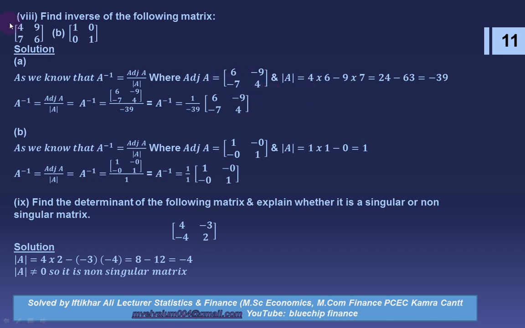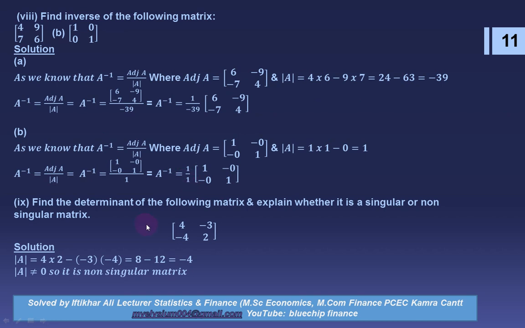And in the determinant, we simply multiply these two and subtract the result from the multiplication of these two. So 4 multiplied by 6 minus 9 multiplied by 7 equals minus 39. And finally, it will become minus 1 by 39 multiplied by the matrix 6, minus 9, minus 7 and 4. So this is the inverse. Similarly, we can take the inverse of 1, 0 and 0, 1. First of all, we take the adjoint, and after that we take the determinant of that matrix, and the adjoint over the determinant will be the inverse of A.